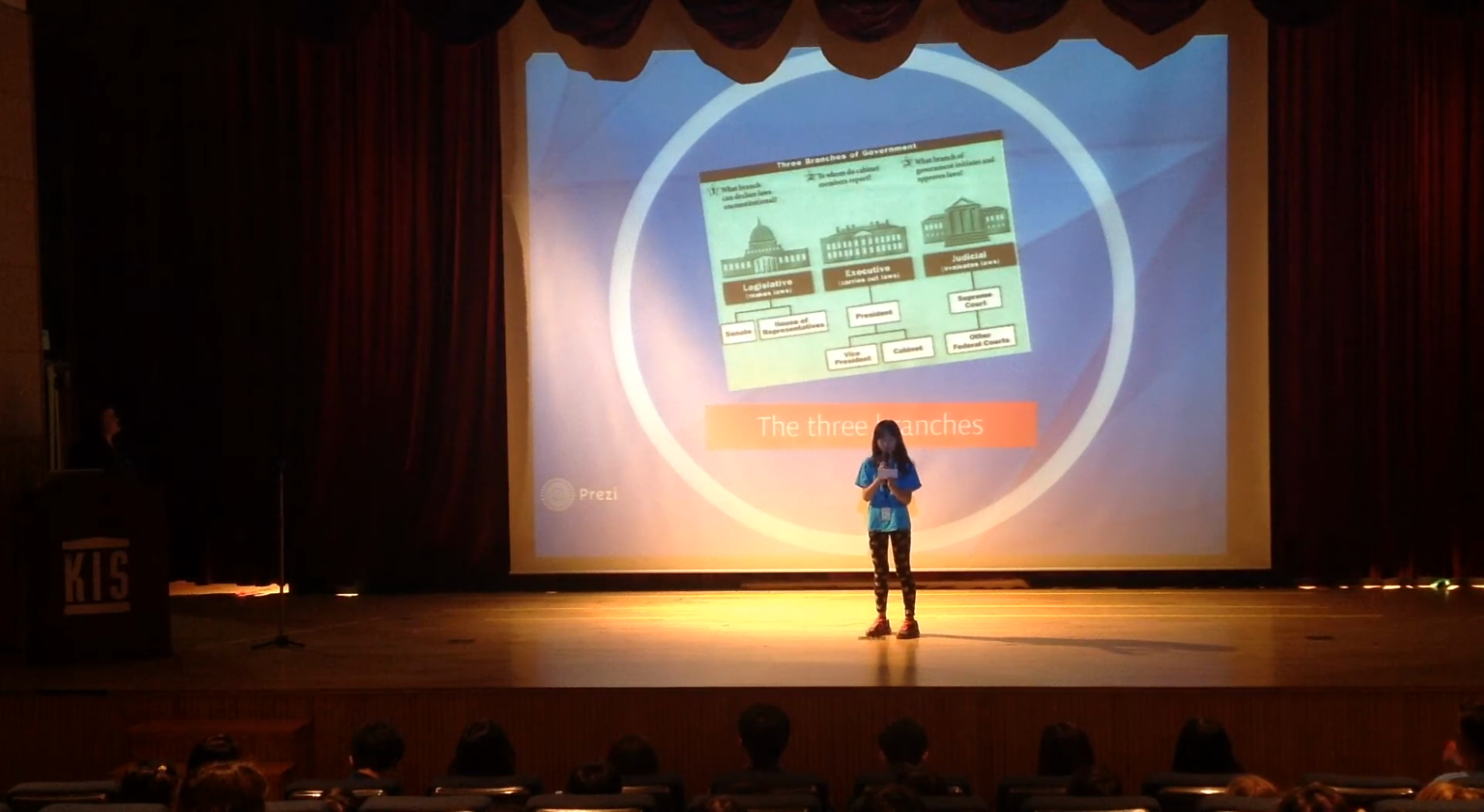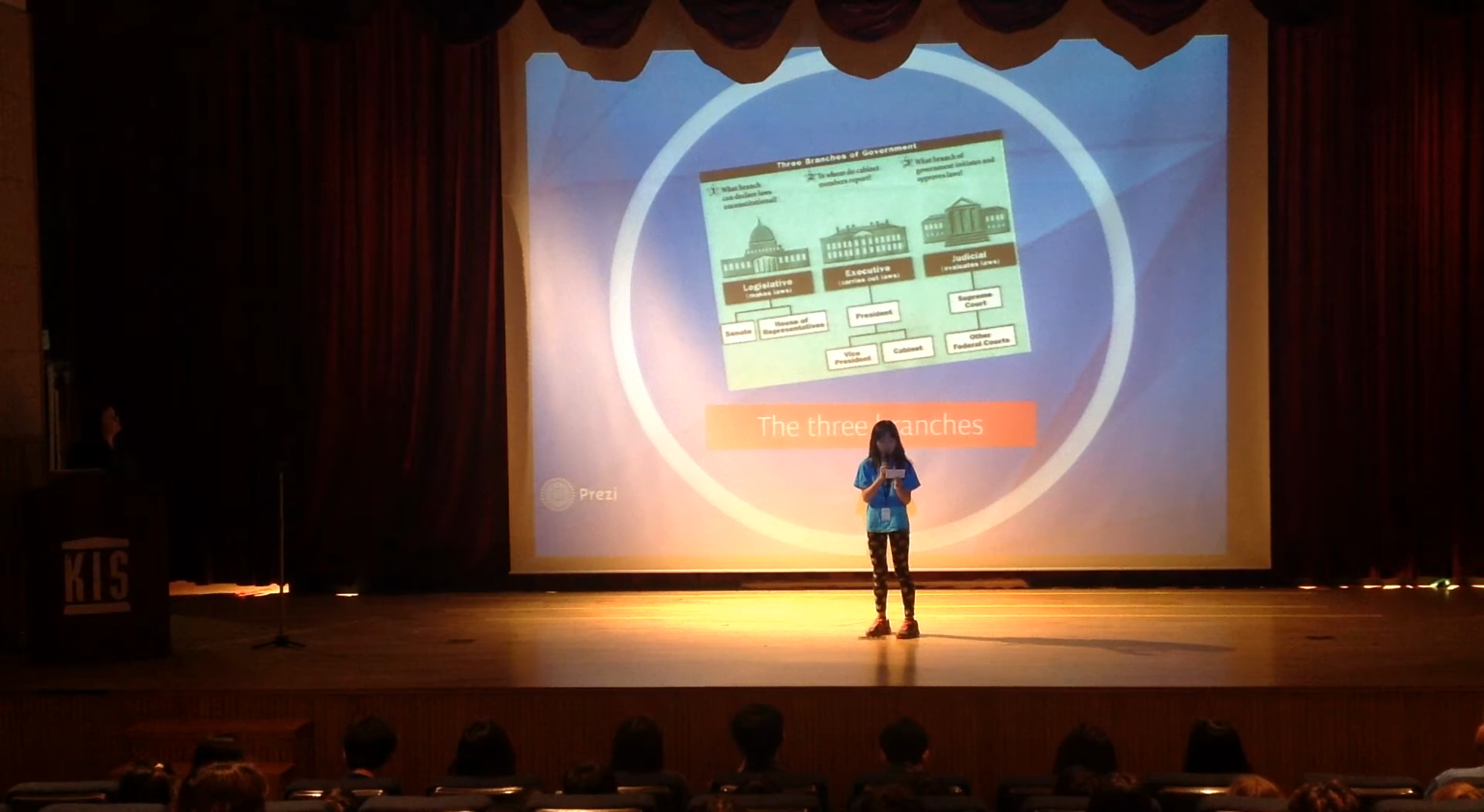These are the parts of the 3 branches. Legislative makes laws, executors carries out the laws, and the judicials evaluates the laws.